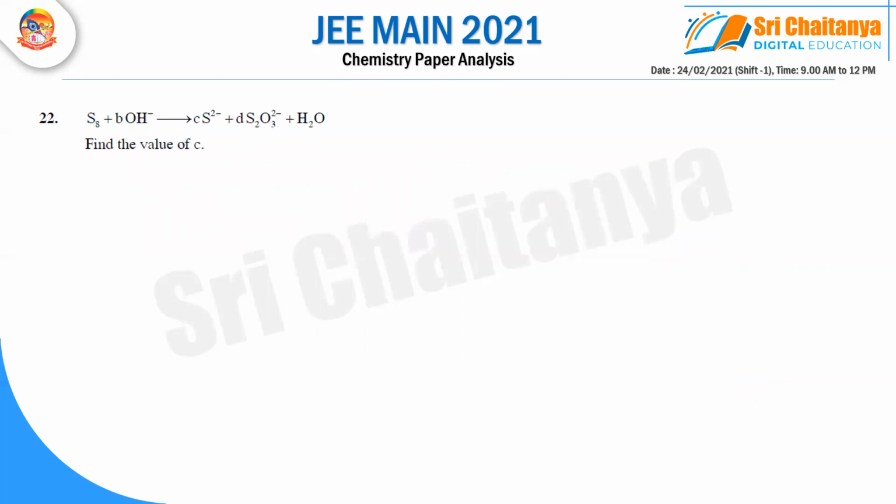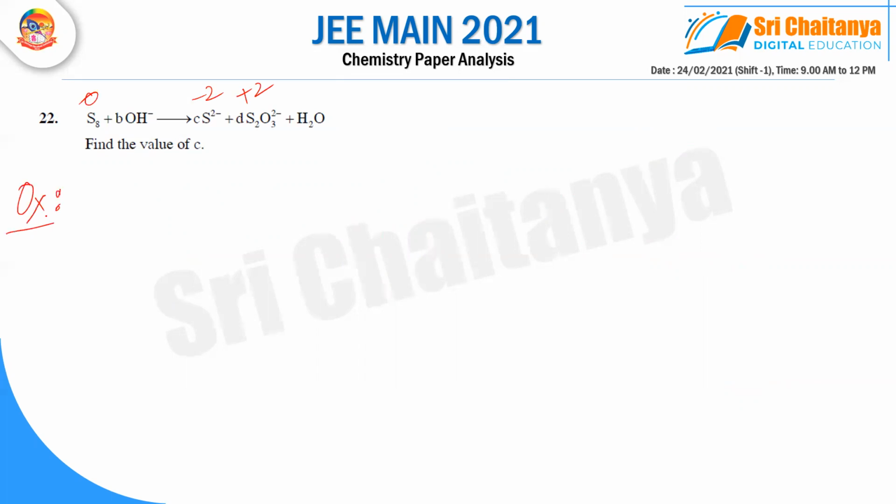Next is a disproportionation reaction. Here, non-metals usually disproportionate in alkali. That has been the key point of the question. But again, we need to focus on balancing. How is it disproportionation? Sulfur is 0 on the left-hand side. On the right-hand side, at two different places, we have a -2 here, and here we have a +2. So definitely it's a disproportionation.